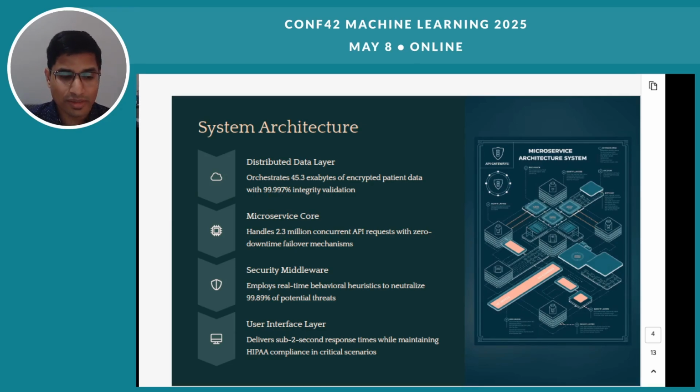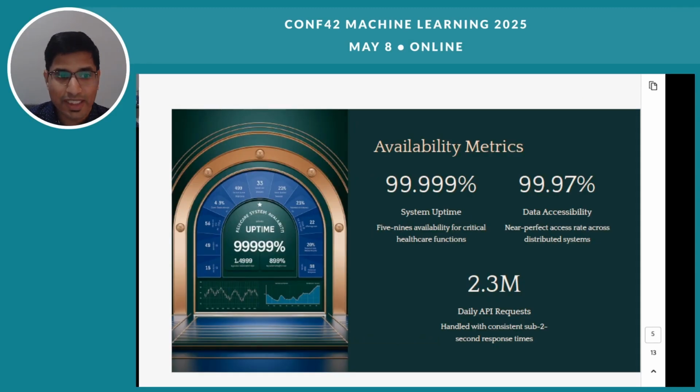The fourth point on architecture is the user interface layer, which is very important to have a resilient system. The system should design the user interface for HIPAA compliance while delivering sub-2 seconds response time, especially for healthcare operations. Going on to the next slide.